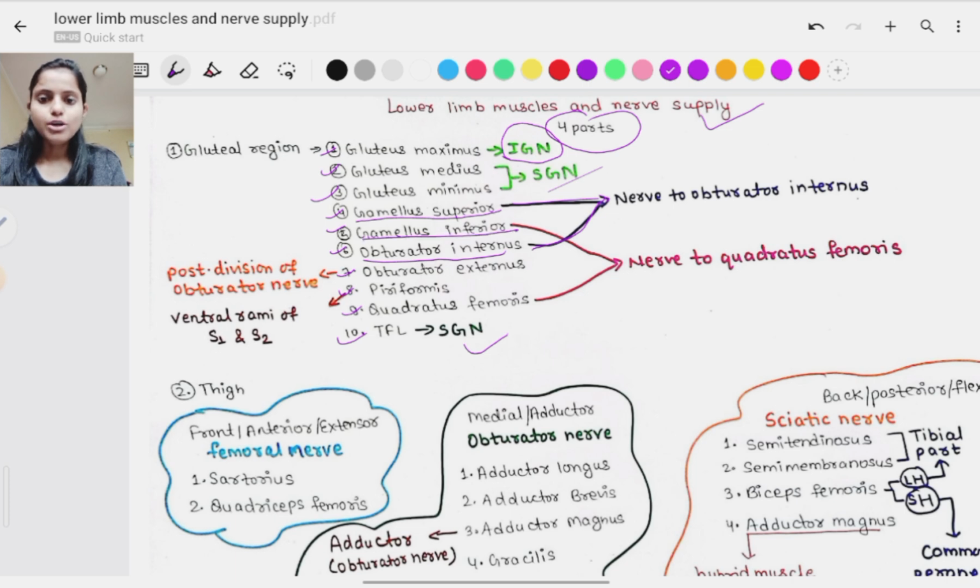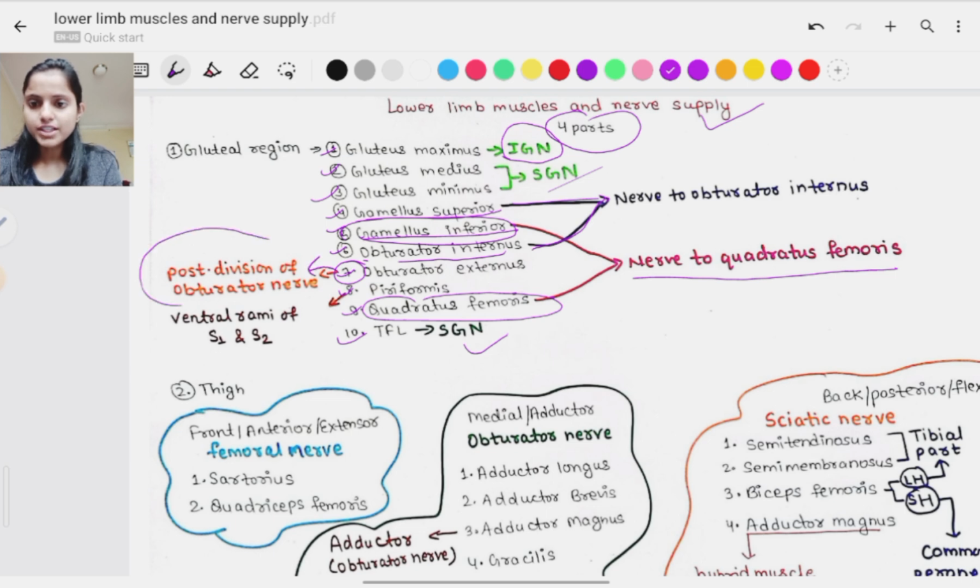Gemellus inferior and the quadratus femoris are supplied by the nerve to quadratus femoris. Obturator externus is supplied by the posterior division of the obturator nerve. Piriformis is supplied by the ventral rami of S1 and S2. So in total there are 10 muscles: gluteus maximus, gluteus medius, gluteus minimus, gemellus superior, gemellus inferior, obturator internus, obturator externus, piriformis, quadratus femoris, and the tensor fasciae lata.